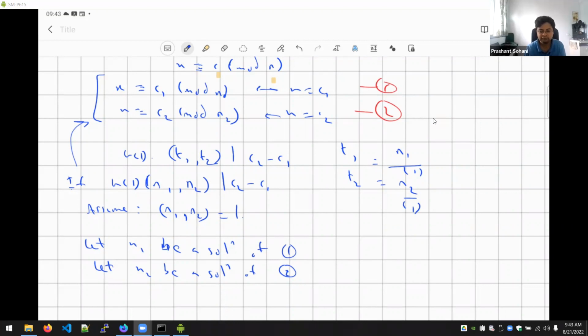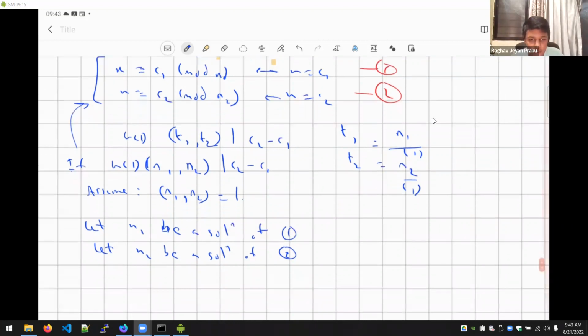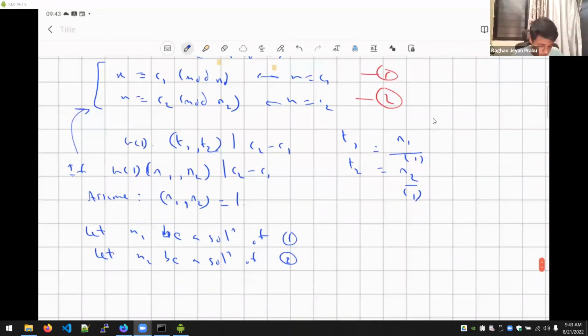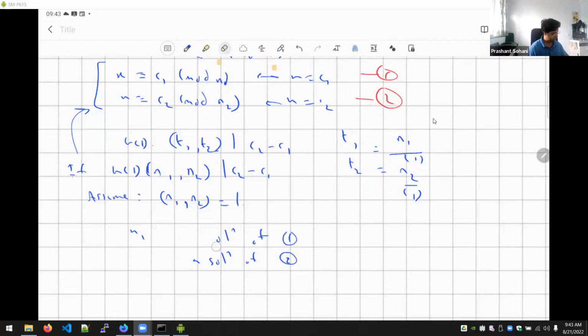Yes, Raghav? Sir, I have an idea, but it does not include using x1 and x2. Okay, anyhow, you can go ahead. So now we have the original two equations. We know that x is congruent to c1 mod n1, and x is congruent to c2 mod n2. So we can rewrite this as x is equal to c1 plus n1 k1, and x is equal to c2 plus n2 k2.